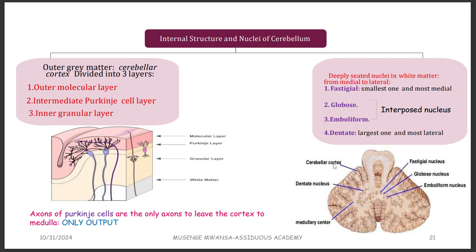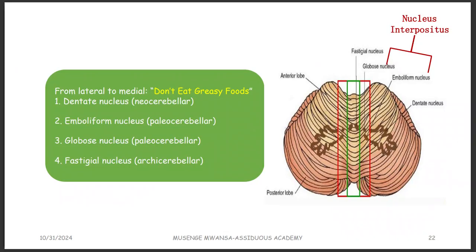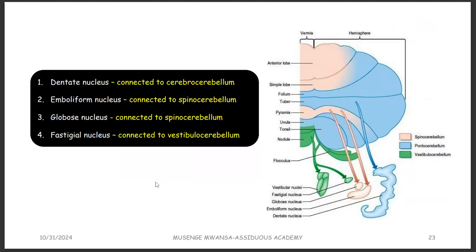And then in the medulla, you are going to have the nuclei: the fastigial nucleus, the globose, emboliform, and the dentate. Globose and emboliform are known as the interposed nucleus. This is a mnemonic that you can use: Don't eat greasy food. Dentate, emboliform, globose, fastigial. But take note of this, I think it's very important. The dentate nucleus is found in the neocerebellum. The emboliform and globose, which are also known as the interposed nucleus, are found in the paleocerebellum, and then the fastigial nucleus in the archicerebellum, that's the flocculonodular.